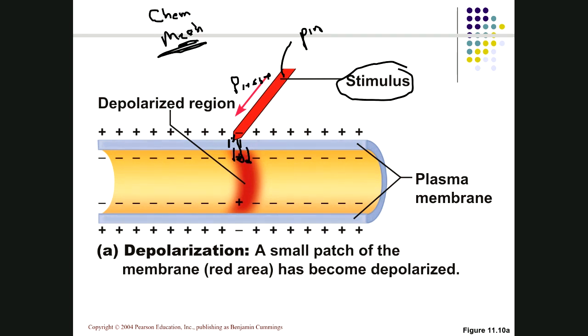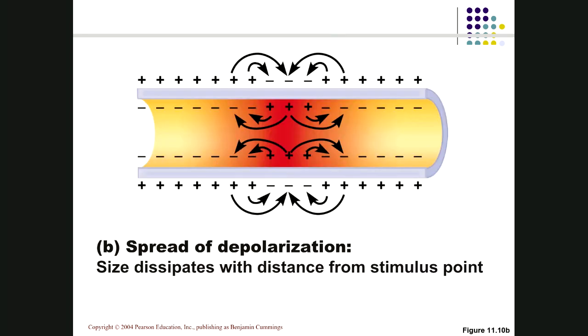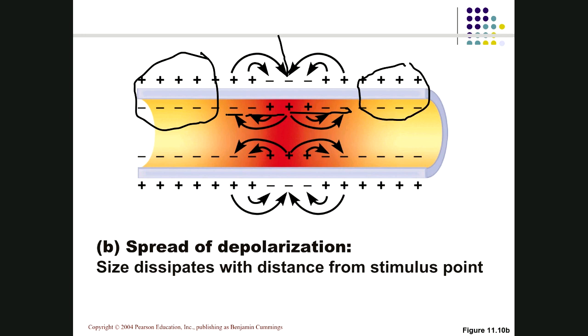And then it's going to spread. But look, the further you get away from that point where the pen was, the less and less sodium there's going to be until there's no extra sodium over here, no extra sodium. So this is the distance that this traveled. It traveled just to here, and that's it. It gets smaller the further you go. It dissipates.